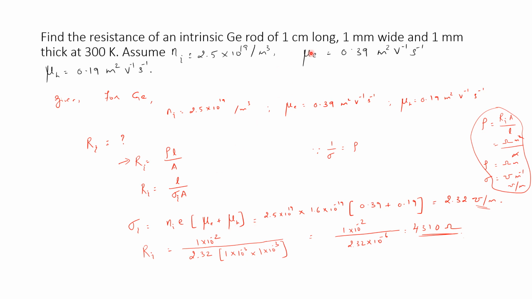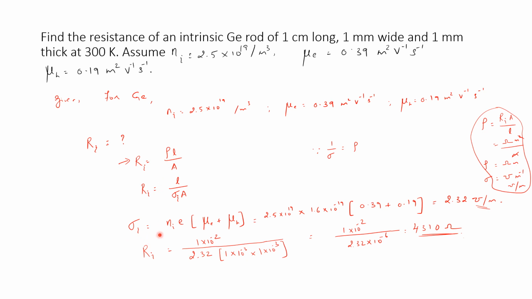So mu E is what? 0.39. Then mu H is 0.19. That is in the bracket. Then Ni is 2.5 into 10 power 19. That is given here. E is 1.6 into 10 power minus 19. So you find out sigma I. So I have the formula only to find out sigma I. I don't have directly a formula to find out rho, or if you want you can find out and then substitute here, no issues at all.